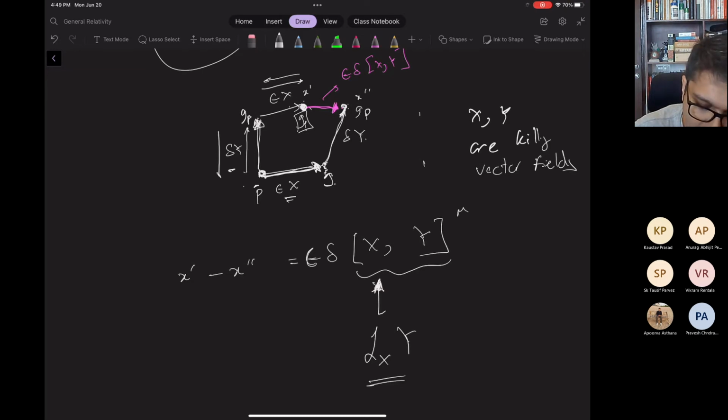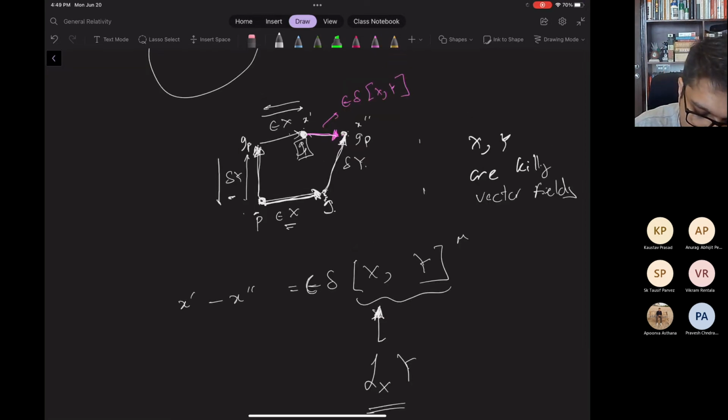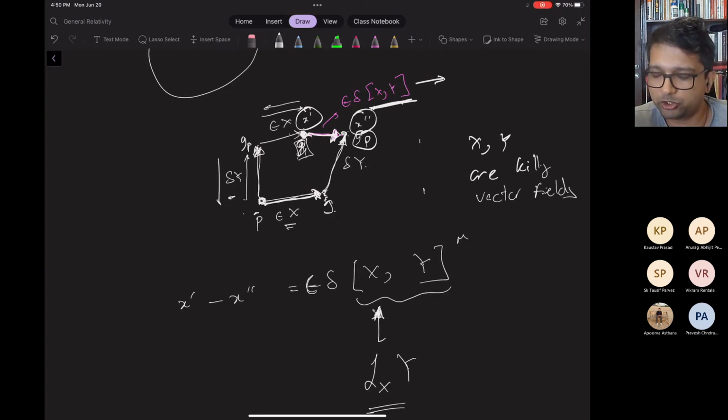If I go this way and I pull back, I get the original metric, which must mean that if I go from here to here, that is along this magenta line, and I pull back, then I should get back the original metric. Which means that this displacement vector, which takes me from this point to this point, which is proportional to the Lie bracket or the Lie derivative, should also be a Killing vector field.